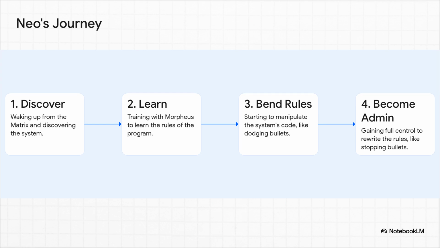And you can actually watch this whole journey play out step by step in the movie. First, he has to even discover that the system exists, right? That's him waking up. Then, he has to learn the rules, which is all that training with Morpheus. Pretty soon, he starts bending the rules. That's when he's dodging bullets. But the final leap, the moment he becomes the true system admin, that's when he can just rewrite the rules completely and stop those bullets dead in their tracks.